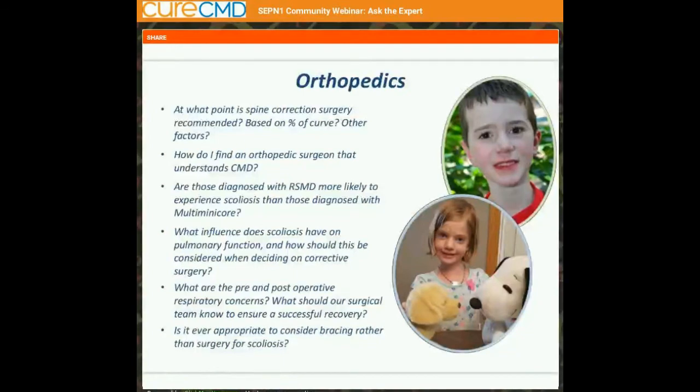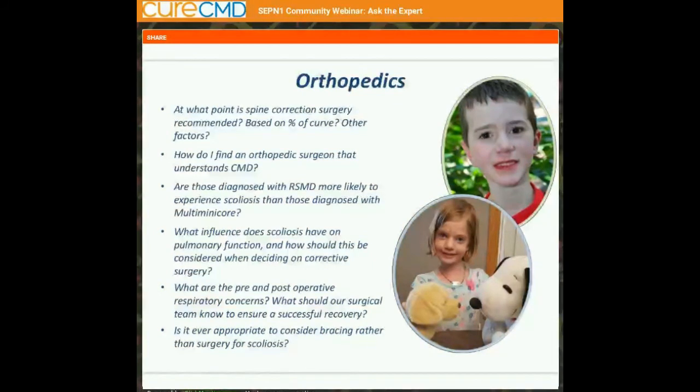We have seen the odd patient in the mildest cases in our series who never required spinal surgery, but I would say this is less than 2% of cases. In most cases, surgeons tend to wait as much as possible to allow for growth, so they tend to wait until the age of around 13, between 11 and 13, depending on whether the patient is a boy or a girl.